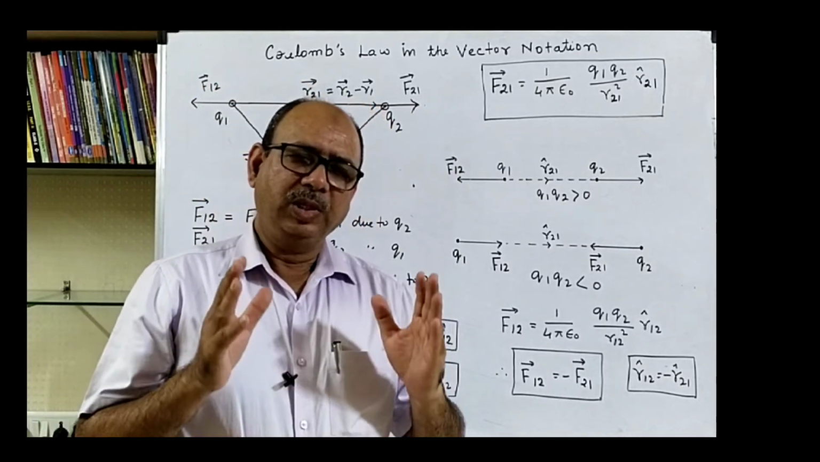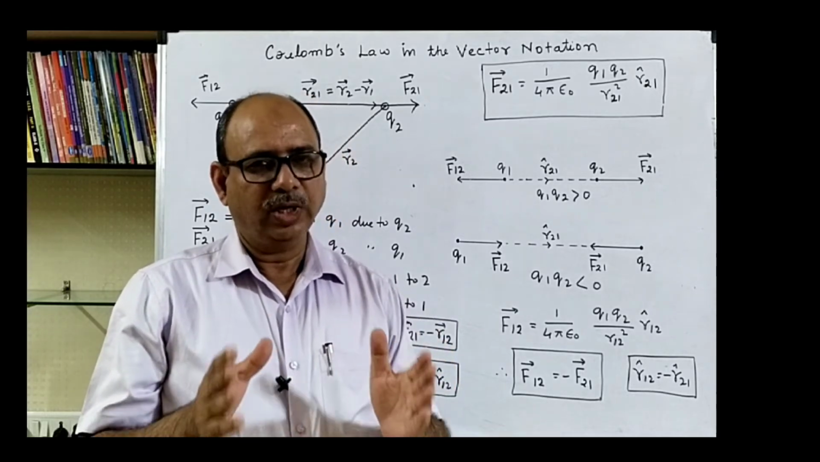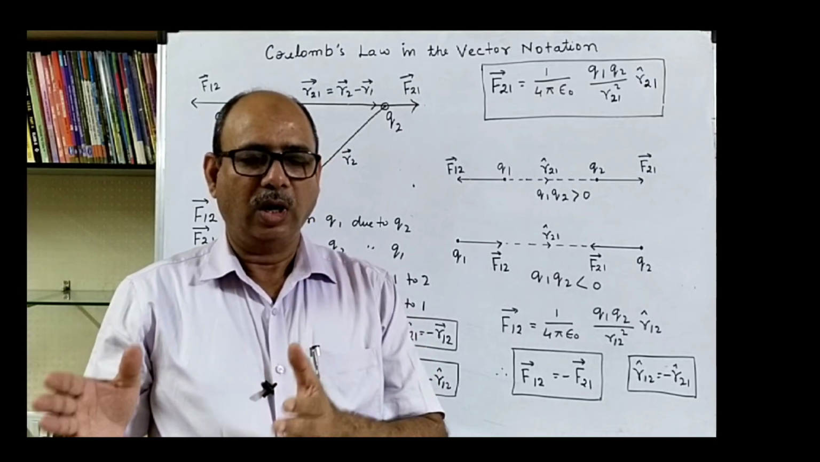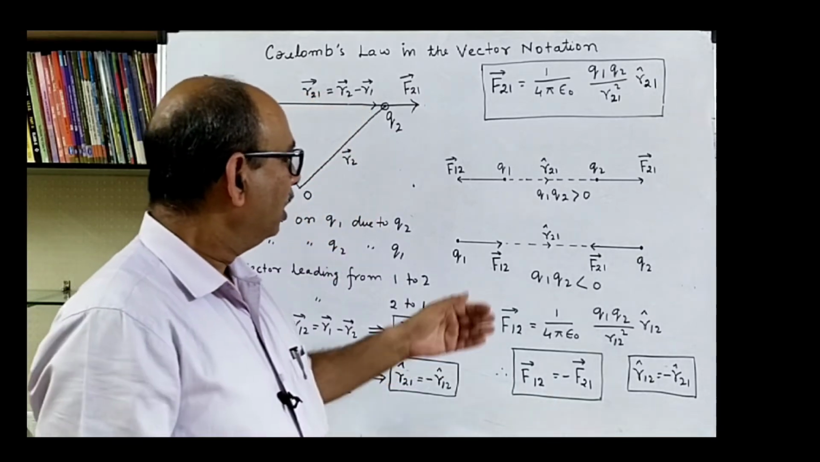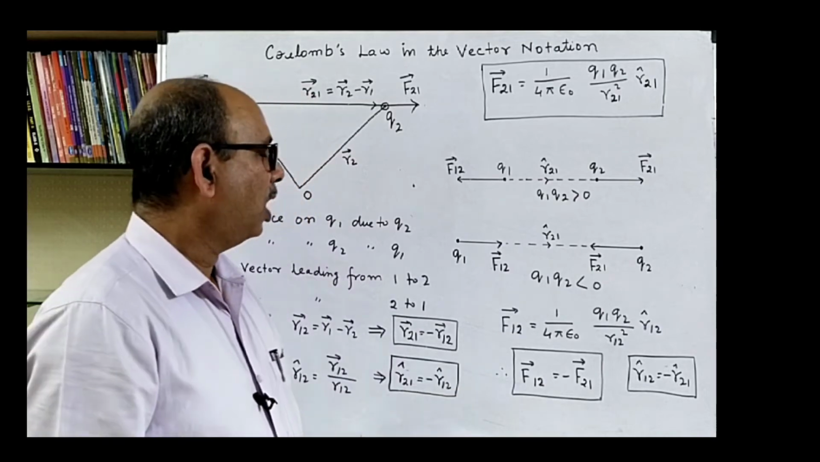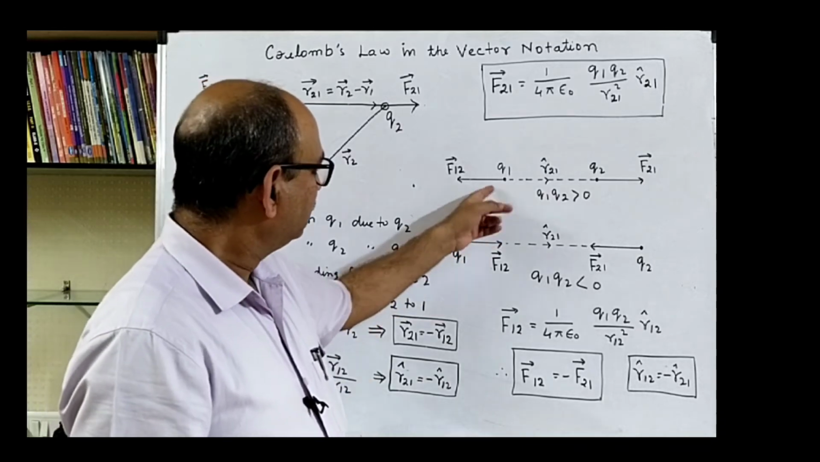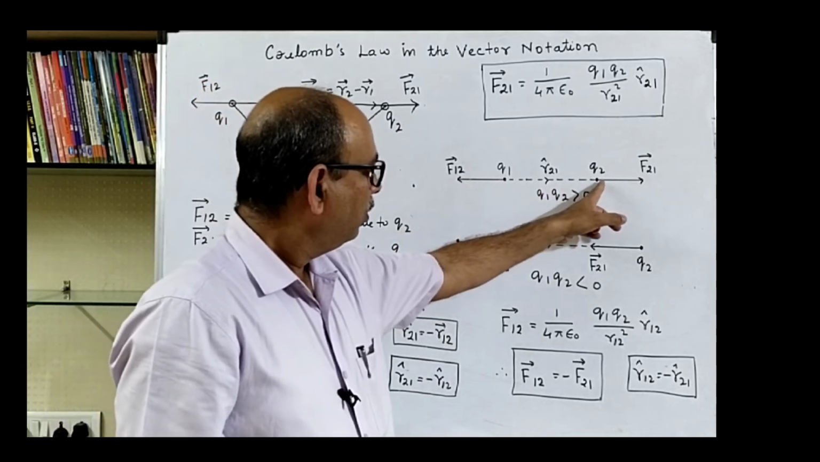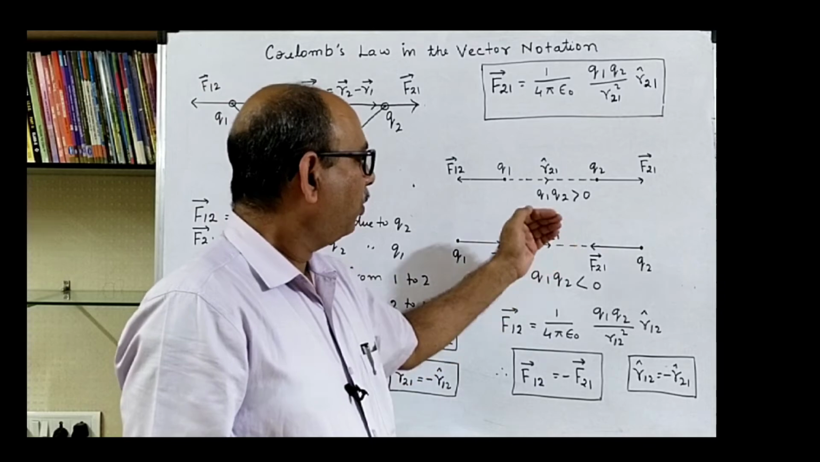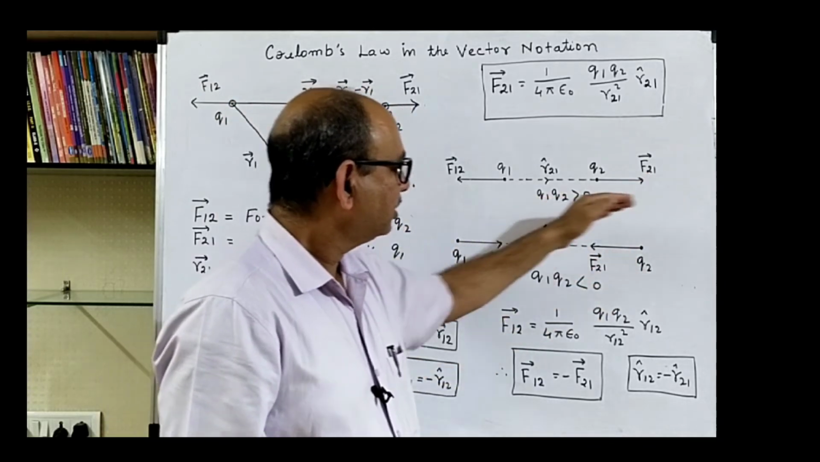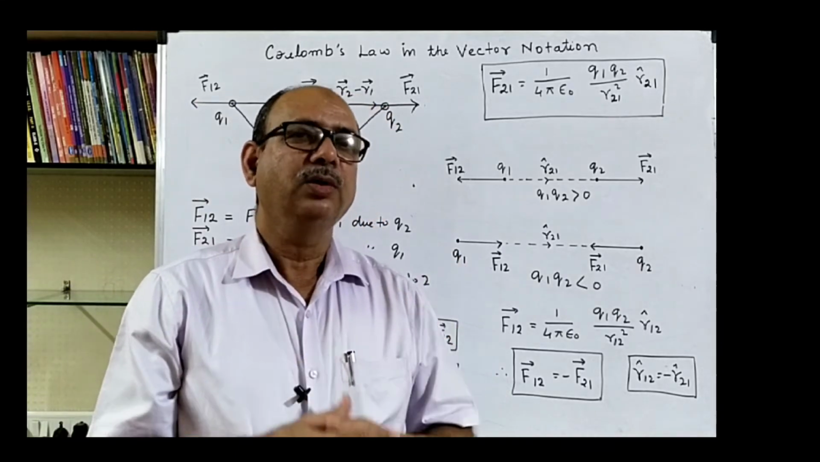Let's see what the directions of the force will be when the charges have the same sign, that means Q1 and Q2 are both positive, or when they have opposite signs, that means one is positive and the other is negative. When Q1 and Q2 are both positive or both negative, then a repulsive force acts on them. That means on Q1, the force exerted by Q2 has the direction to the left side, and the force acting on Q2 due to Q1 has the direction in this way. That means a repulsive force acts between the two.